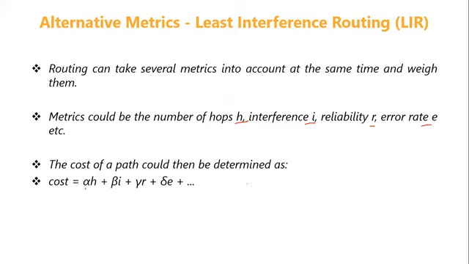In this case, we have to identify the correct values for alpha, beta, gamma, and delta. These are the weights. But identifying these weights is not that easy. We can even use some machine learning techniques to identify the best weights to reduce the cost. So that's it about the interference routing algorithm. We have discussed two routing algorithms here, the dynamic source routing algorithm and the least interference routing algorithm.